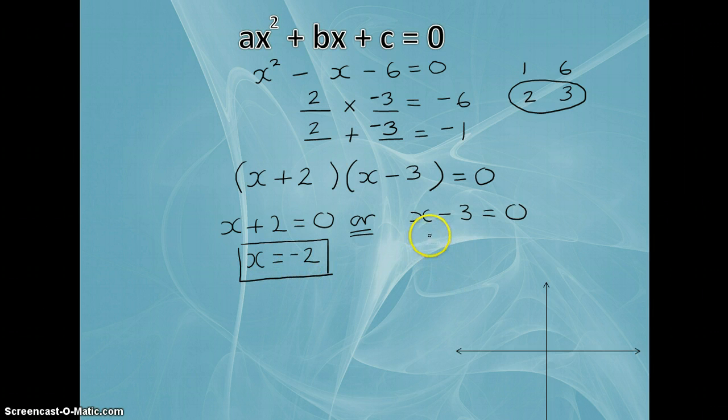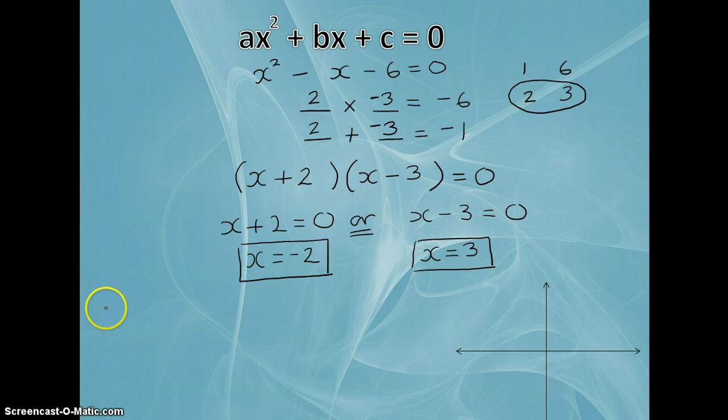What about the right hand side? Or x minus 3 equals 0. What x value gives me that? Well, x is equal to positive 3 this time. So I've now solved my quadratic equation. What does this mean in real terms? Let's try and sketch the quadratic.